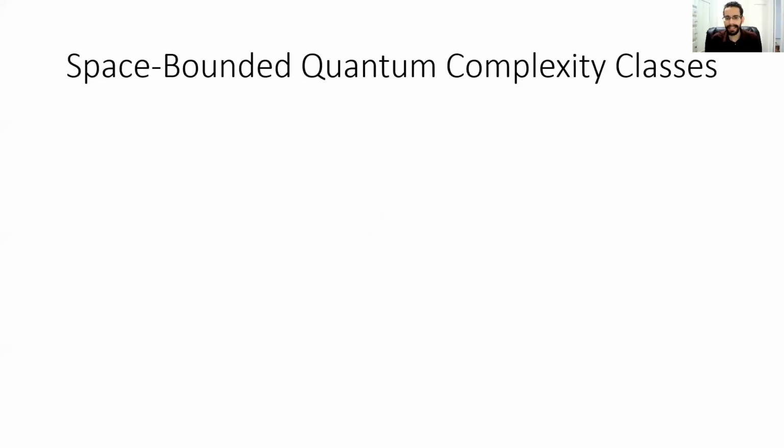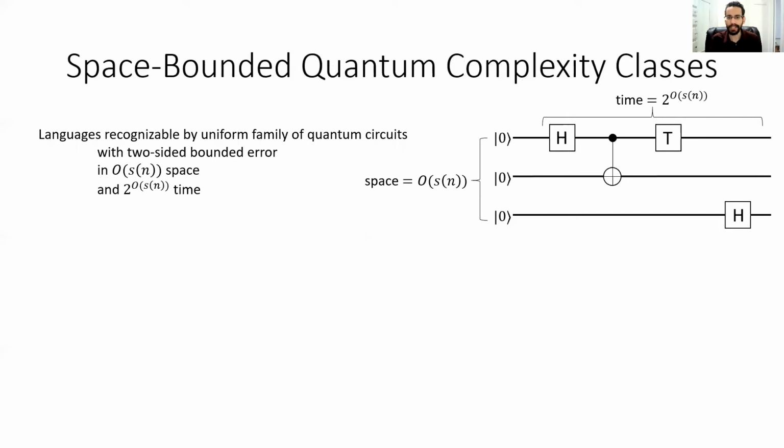Next, let's try to make the definition of quantum space S(n) a little more precise. Here, we're considering the class of languages recognizable by a uniform family of quantum circuits with two-sided bounded error in order S(n) space. Now, for a space-bounded complexity class, either quantum or probabilistic, it's standard to limit the running time to be at most exponential in the space bound, so as not to make the class unfairly powerful. And so here, we require that these circuits have only 2^O(S(n)) gates.